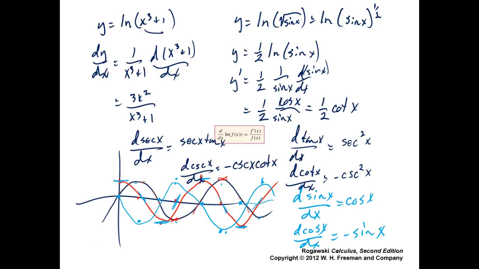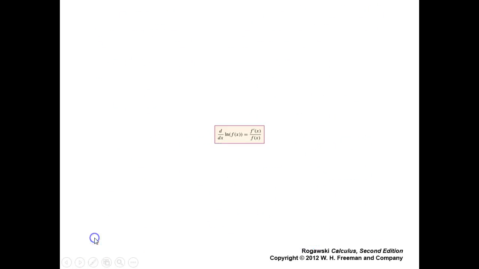Let's see if we can do 4. Okay, I'm going to have to, did you get everything off here you needed? Okay. So let's erase all that ink and do example 4. Calculate this. d by dx of the base 10 log of x.